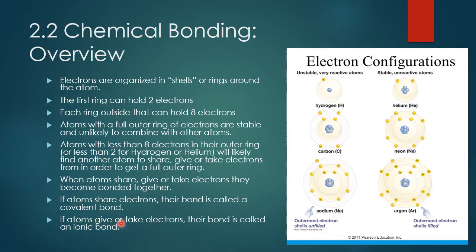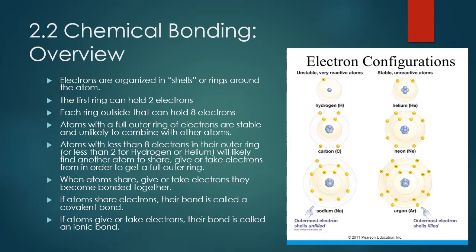If atoms give or take an electron, so for example, if this sodium here with 1 outer electron gives it away to another atom, it would be happy now because its outer ring is full. This would become the new outer ring, and the other atom would take this electron away. So when 2 atoms become bonded together based on giving or taking electrons, then their bond is called an ionic bond, and I'll go over both covalent and ionic bonds later.